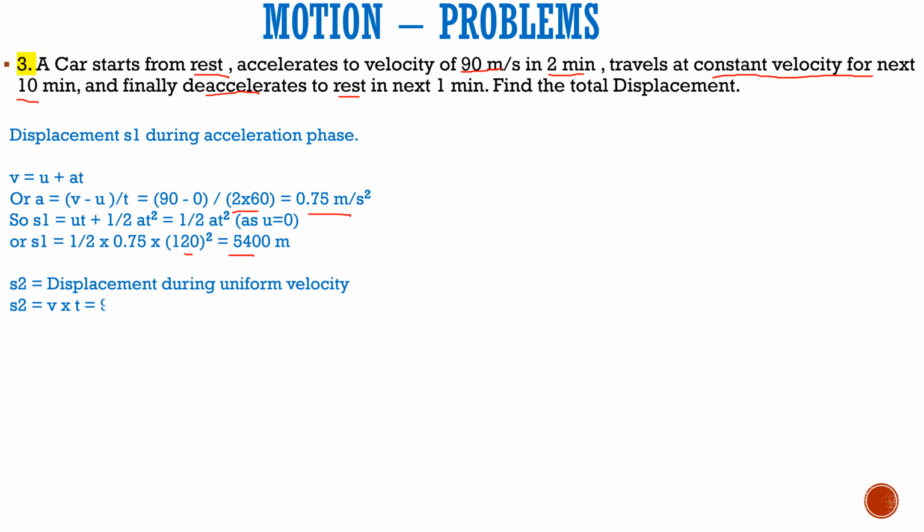So as simple as that. So v into t, and convert that t into seconds, and we get finally 54. So this is a conversion, and this is 54,000 meters.